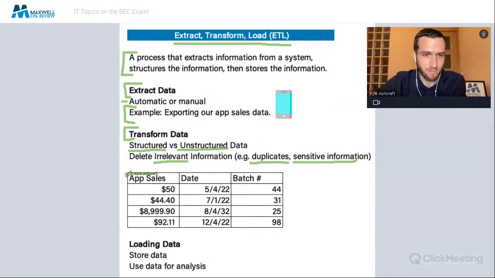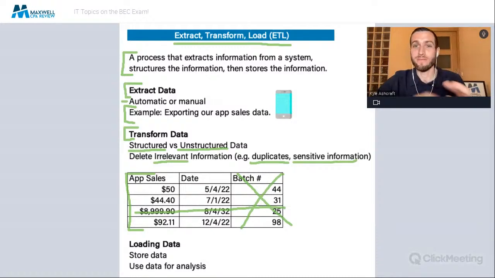In this example, let's say that we exported all of our app sales. It tells us the app sales, the date, and the batch number. And we notice that there's an $8,999 entry, which is probably erroneous, and it has the wrong date too. So maybe we will delete this. And this is the batch number, so it's probably something for the orders, but we don't need that for our analysis, so maybe we would just delete that entire column. So we'd be left with this structured data where we've deleted what doesn't matter, and we've just focused on what we need to actually do the analysis. So that's transforming the data. It's getting it from an unstructured format into a structured format.